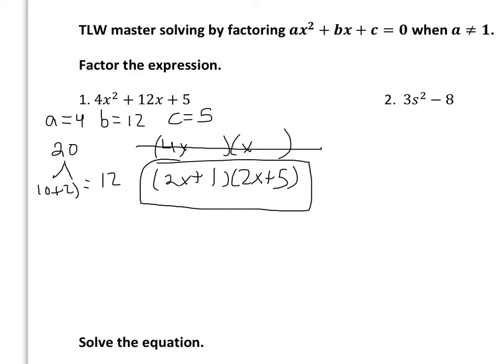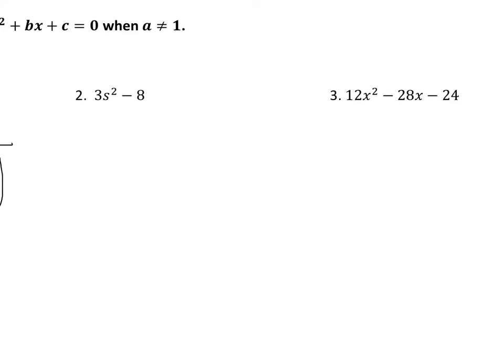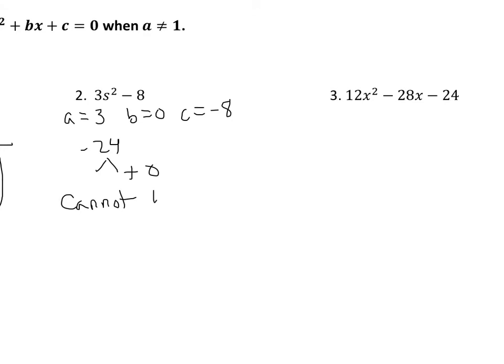So let's take a look at the next one. 3x squared minus 8. So you get a is 3, b is 0, c is negative 8. Negative 24 and adds to equal 0. Is there anything that multiplies to negative 24 and adds to equal 0? No. So that means it cannot be factored.